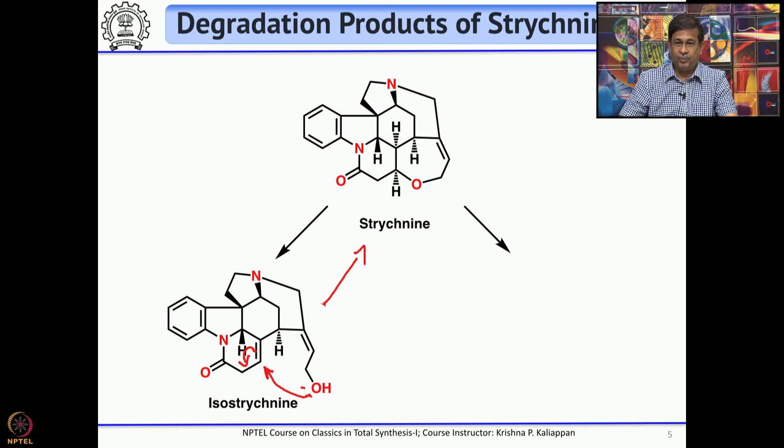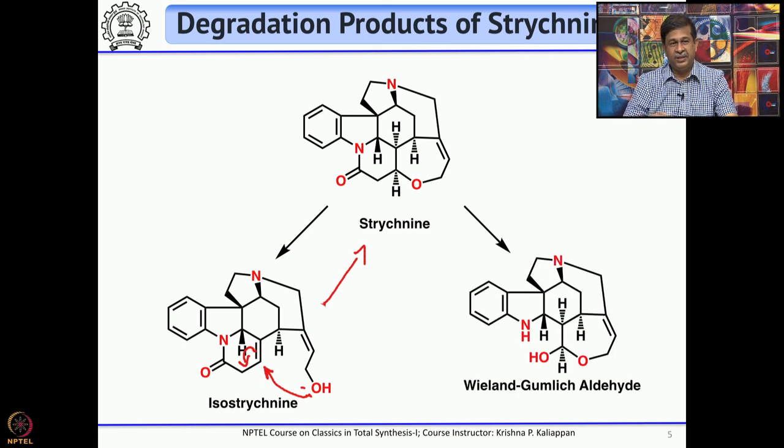The second degraded product was called Wieland-Gumlich aldehyde. If you look at this, you can see that this is a lactol, isn't it? It means it's an aldehyde and an alcohol. If you do a stabilized Wittig reaction, the aldehyde will undergo the reaction to give an alpha beta unsaturated ester, then it can form an amide, and then it can undergo oxa-Michael addition to give strychnine. So in one step, one can convert Wieland-Gumlich aldehyde to strychnine.